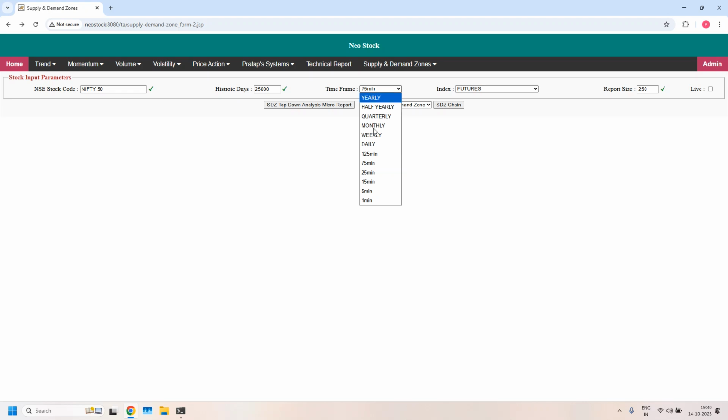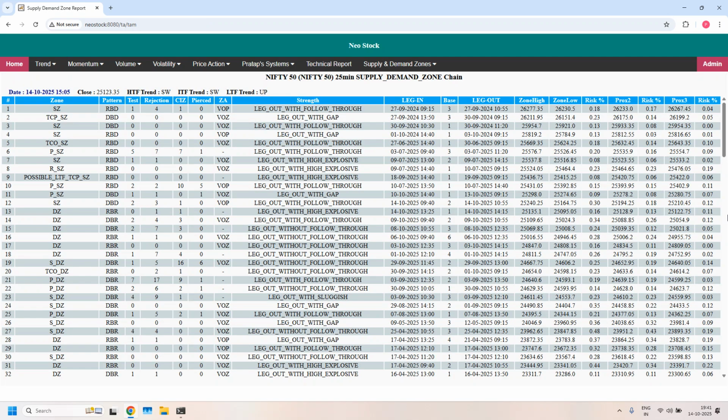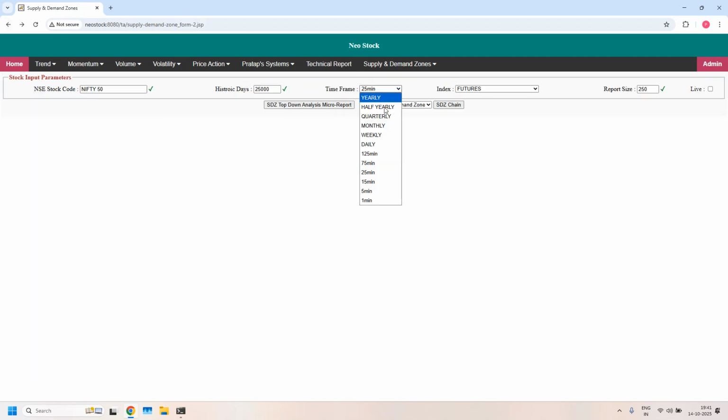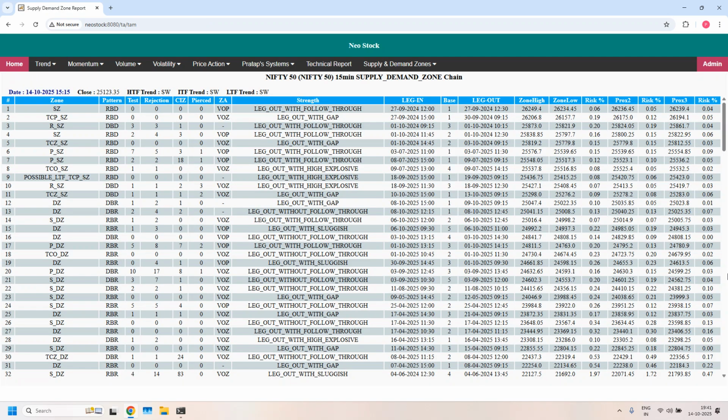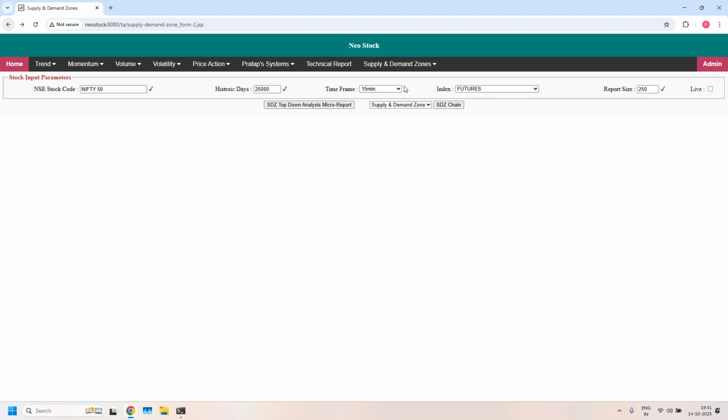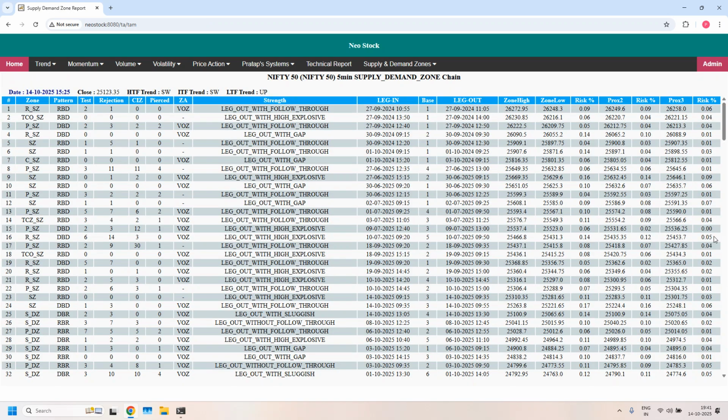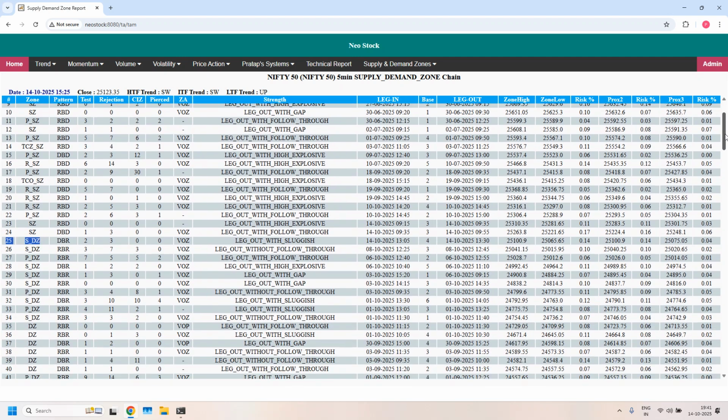Next, generating 25 minutes supply demand zone chain for NIFTY. Next, generating 15 minutes supply demand zone chain for NIFTY. Next, generating 5 minutes supply demand zone chain for NIFTY. And the nearest demand zone is at serial number 25. Let me put it in the middle of the page.